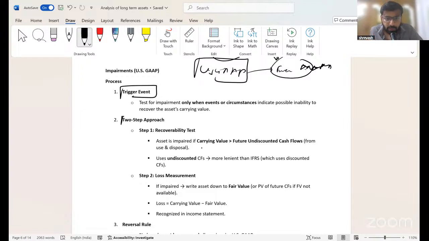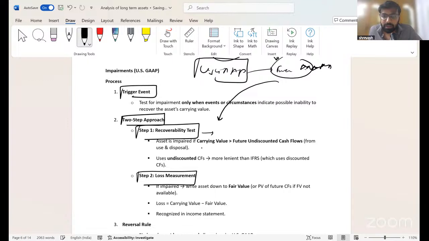For that, I have to adopt a two-step approach. The first step is the recoverability test, and the second step is loss measurement. The recoverability test tells us whether impairment has happened or not, so basically it confirms our doubt. Event and condition give us a doubt; that doubt is confirmed by the recoverability test, which tells us whether impairment has happened or not. The second step, loss measurement, tells us how much impairment has happened.